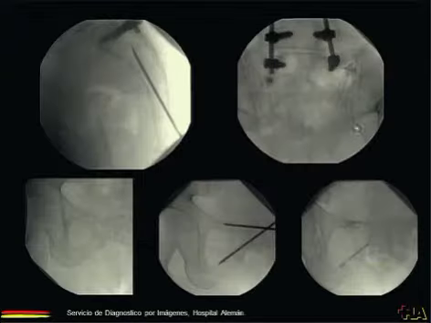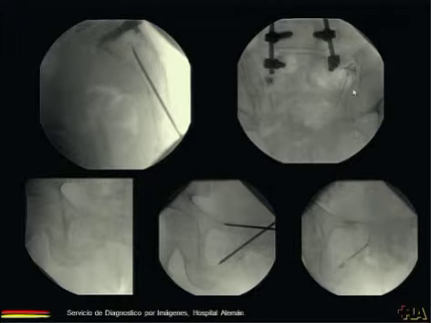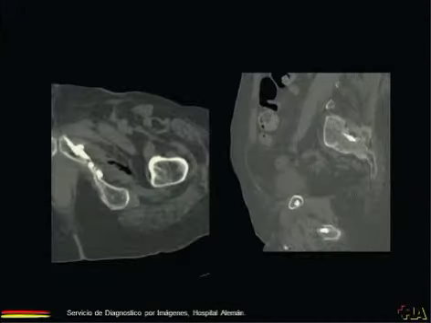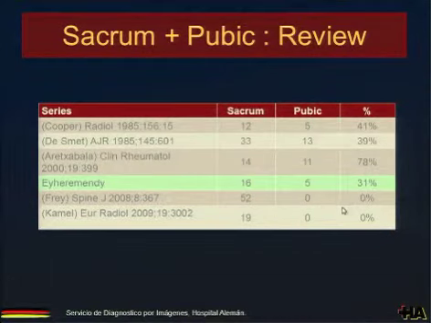This is another case where we treat both sacral ala and both the superior and inferior rami of the left pelvis, with some leakage of cement and air during the injection. And this is a sagittal view with the cement within both rami.